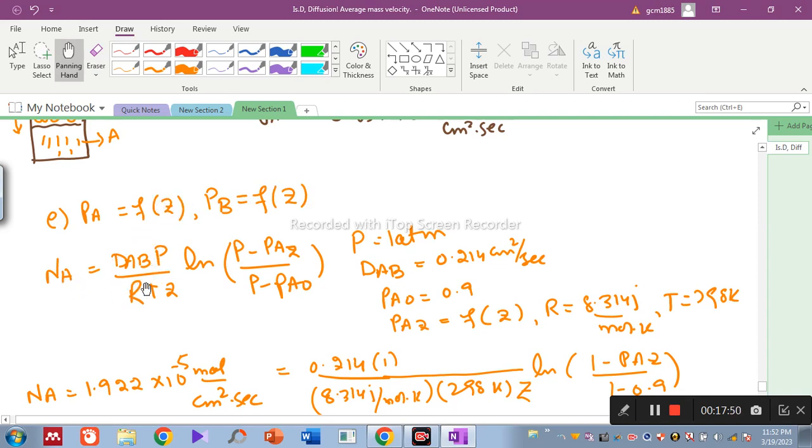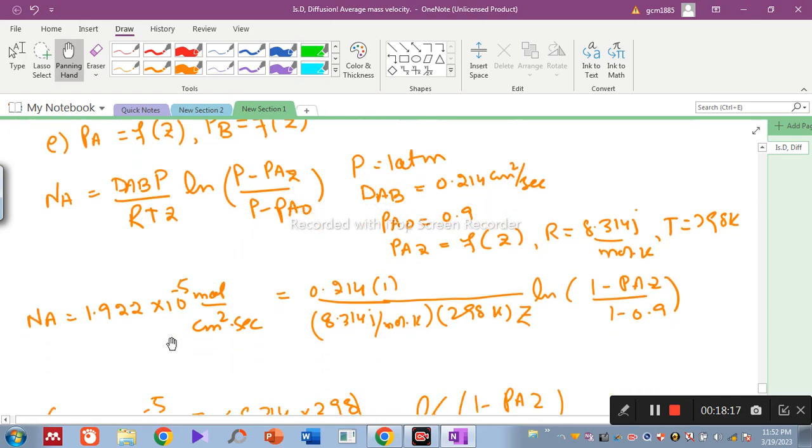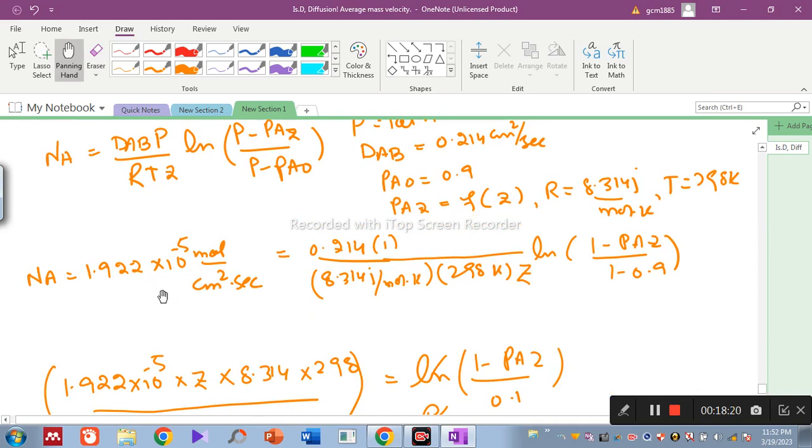So as we know, this is the molar flux of ammonia equation. P value is given, the D_AB value is also given, P_A0 and P_AL are also given to us, but P_AZ is a function of Z. So when Z is changing, the partial pressure of ammonia along the diffusion path will also change. The R and T values are also given to us. Now we have already obtained the molar flux of ammonia along the diffusion path, and this is obtained from this equation.